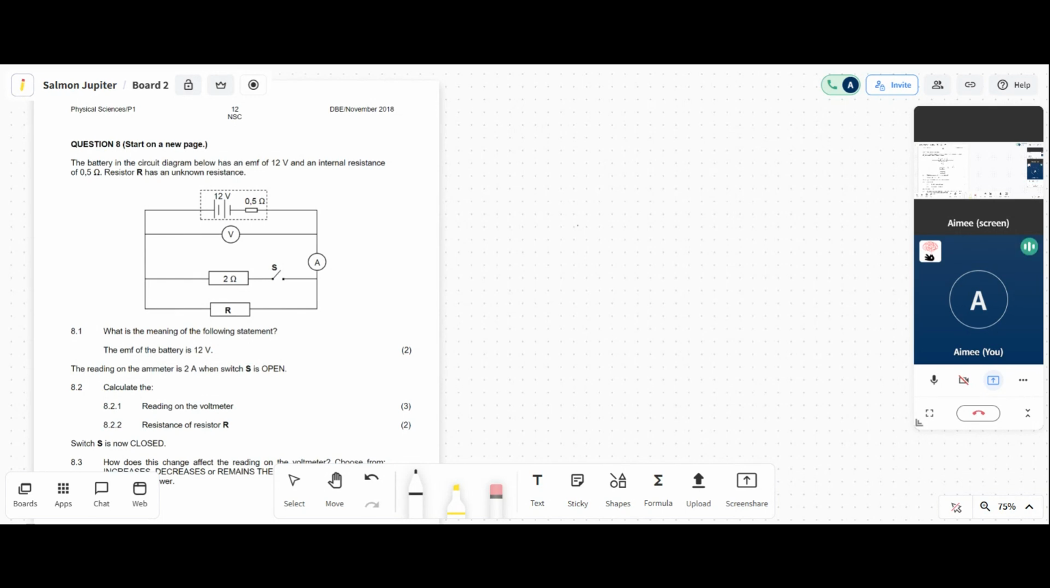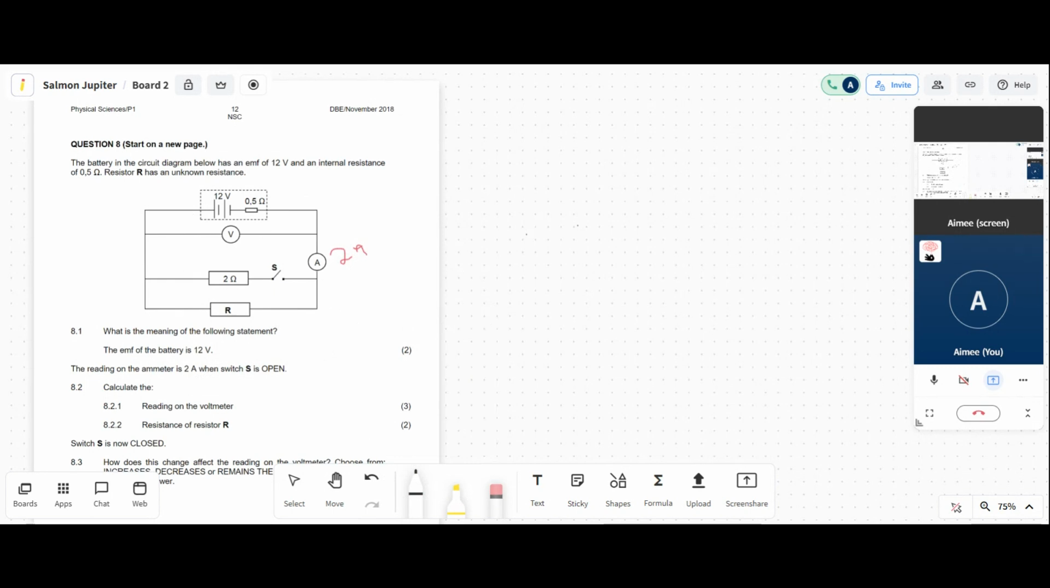Now we move on. The reading on the ammeter is 2 amperes. So, 2 amperes on this one. My suggestion is always that when you've got electricity or anything like this, if they give you additional information in the writing, you should add it to your diagram just to make it easier for your brain. Okay, and now it says calculate 8.2.1, the reading on the voltmeter.